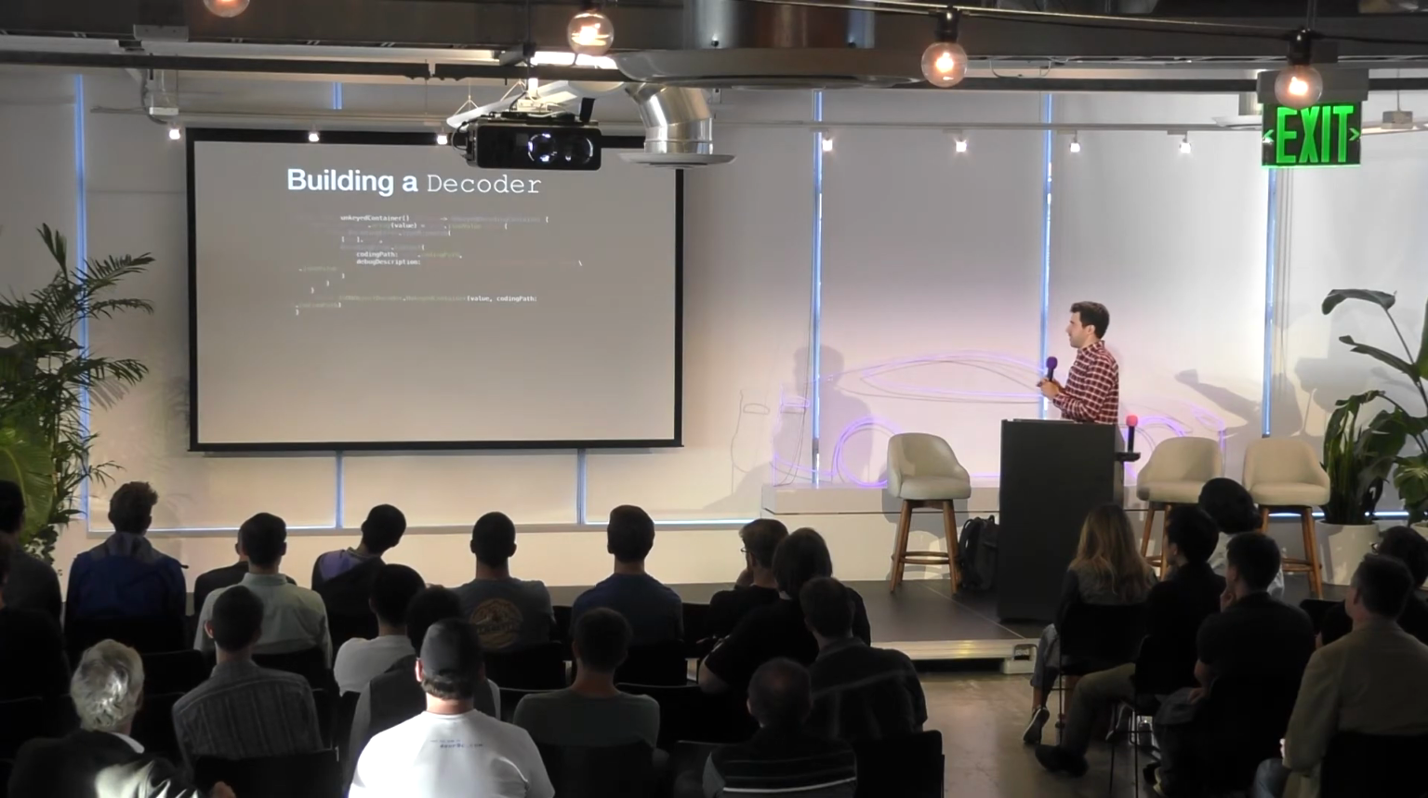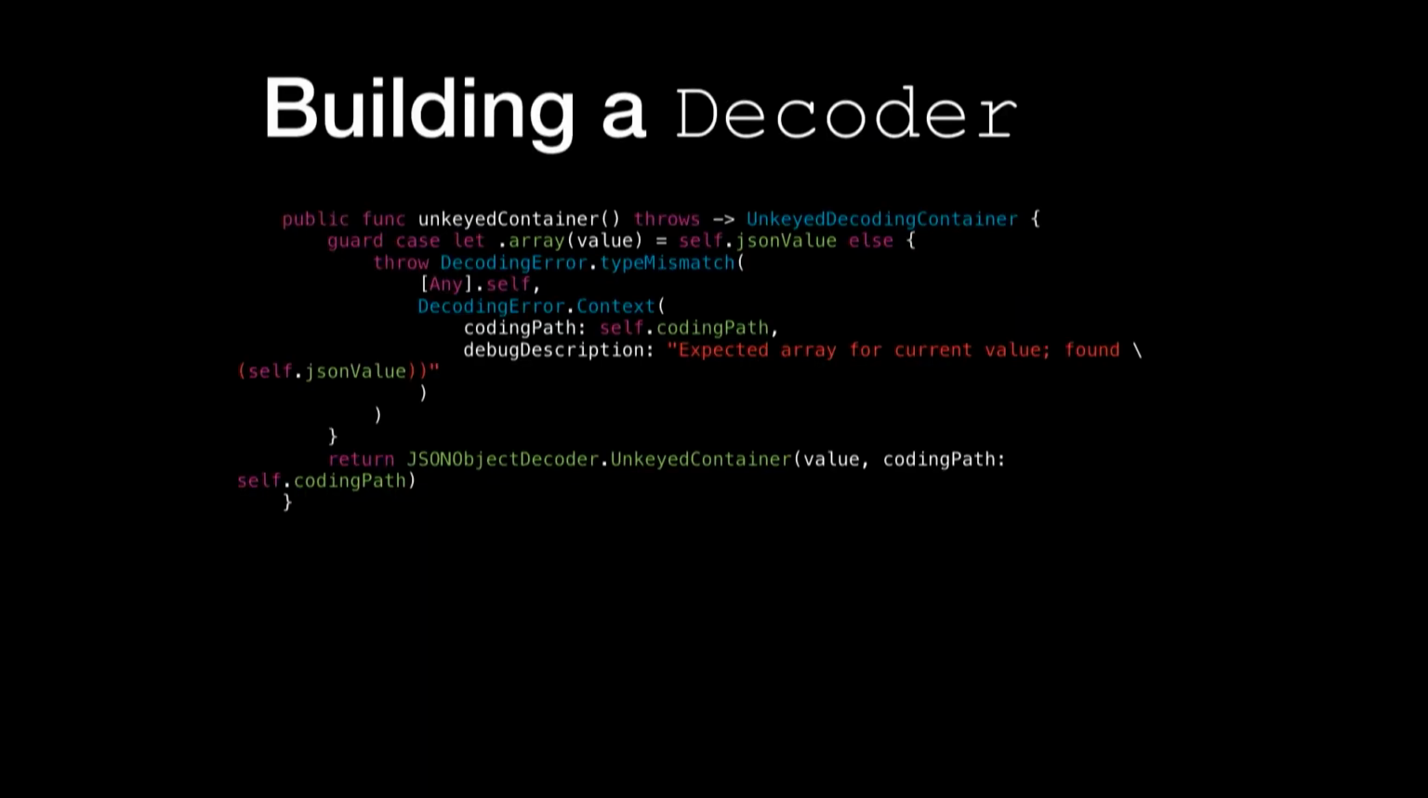All right, so here's an example of one of our container methods, how they're actually implemented. So this is unkeyed container. Pretty straightforward. We're just going to make sure that the JSON value we're currently decoding is an array, and if it is, then we can unpack it and return a new unkeyed container that wraps it. Otherwise, we throw an error. The keyed version of this looks very similar, except we're going to make sure that it's a dictionary before unpacking it and returning a keyed container for it.